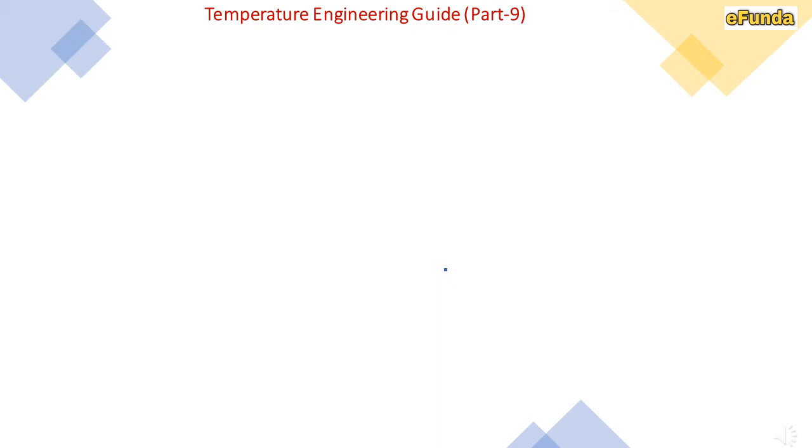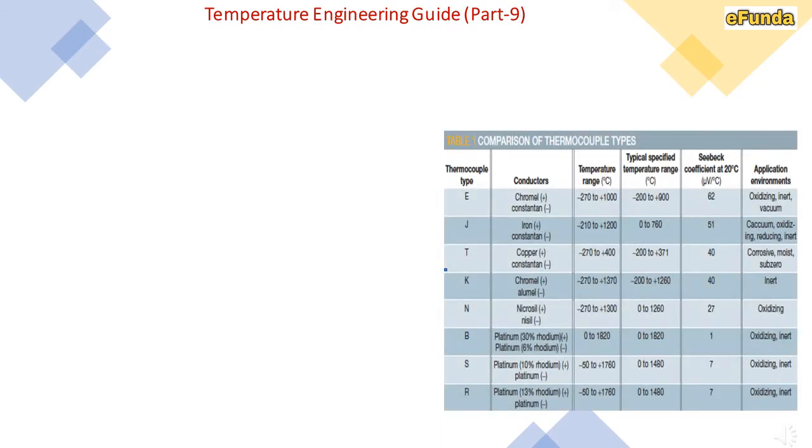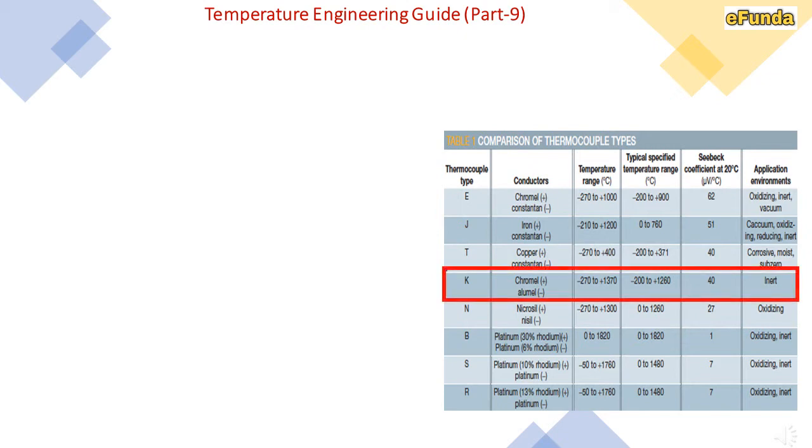Basically, various types of thermocouples are required for temperature measurement, and typical thermocouple types are shown in a comparison table where one can find thermocouple type, conductors, temperature ranges, as well as their Seebeck coefficient and application environment. Typically, the various types of thermocouple are E, J, T, K, N, B, S, R. These are the main types available for thermocouples.